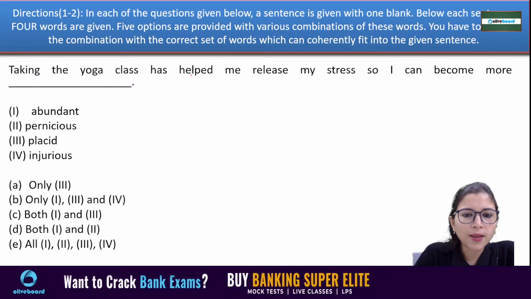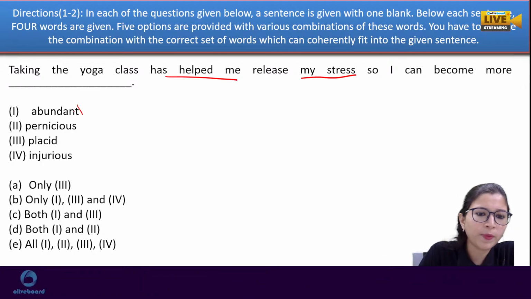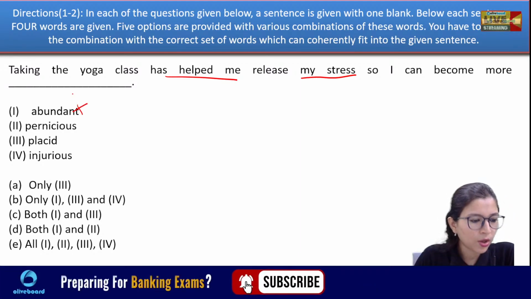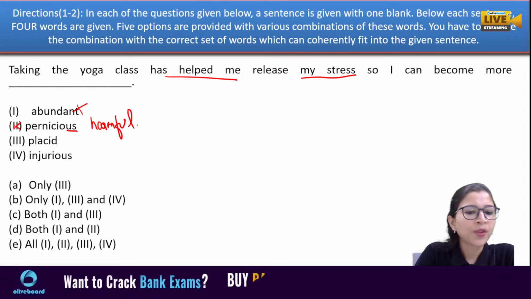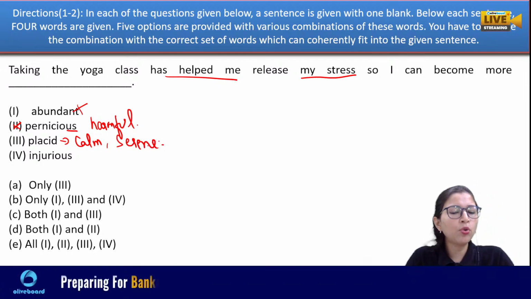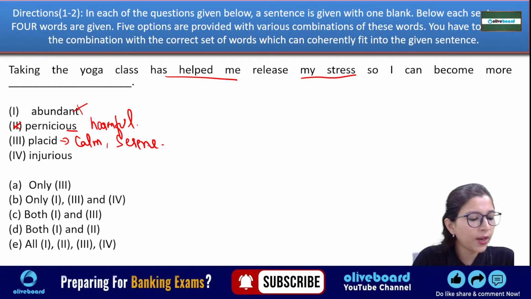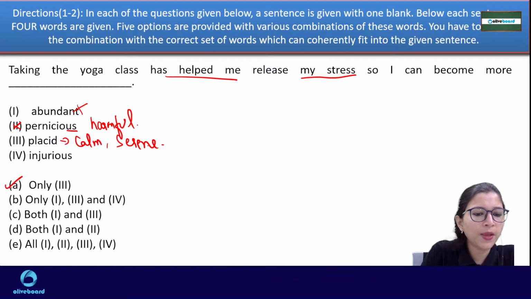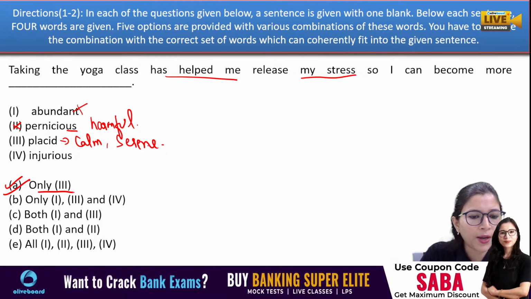See, taking the yoga class has helped me release my stress. So I can become more abundant is not making sense, because you cannot become abundant. So this is incorrect. Pernicious basically we call harmful. So yoga classes can never make you harmful. So that is incorrect. Placid, yes, placid you can call calm, serene. Okay. So after taking yoga classes, it helps you release your stress, and you become calm, you become serene, you become placid. So yes, simply it will be A, calm and serene. So A is the correct one. Yes. So only the third is the correct option, that is A.